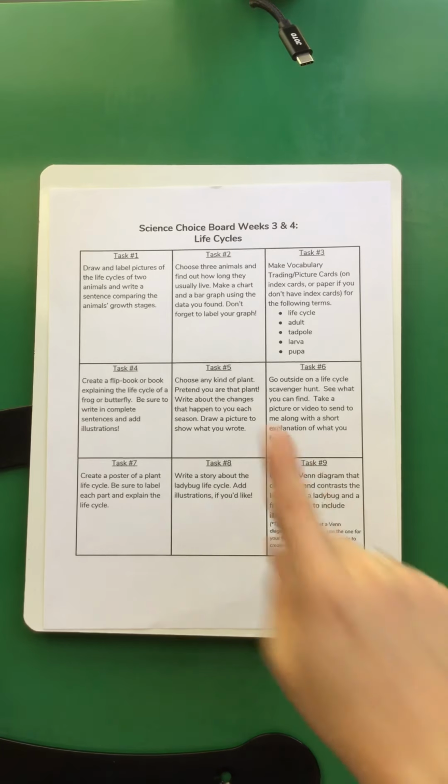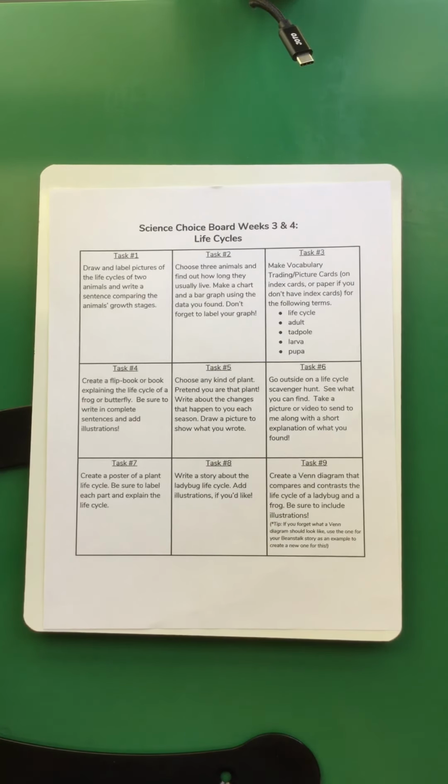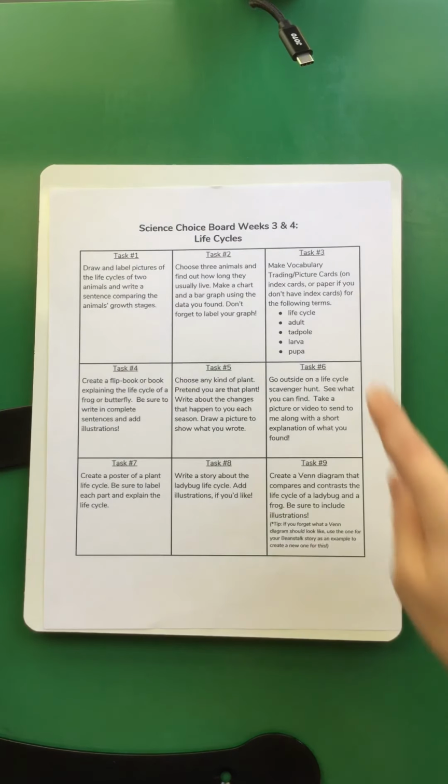Task number 2 says choose 3 animals and find out how long they usually live. Make a chart and a bar graph using the data you found. Don't forget to label your graph. And so think outside the box there. You can choose any animals that you want. I was just reading something from National Geographic, I think yesterday, and it was talking about how long a whale shark can live. So think outside the box. You can pick anything you want on that.